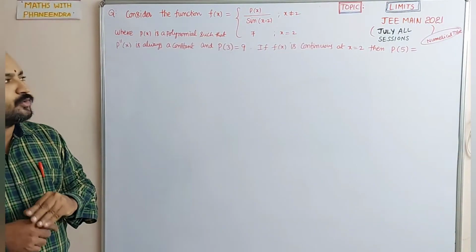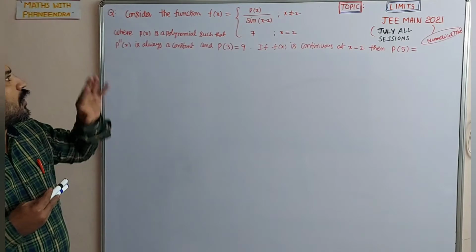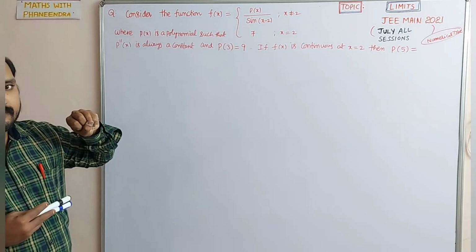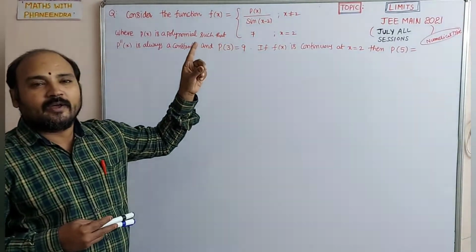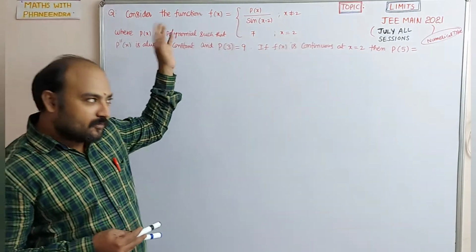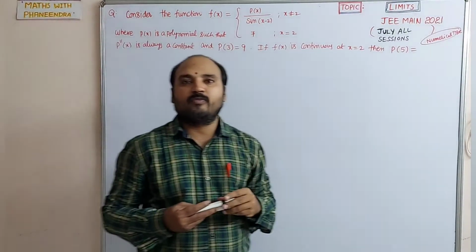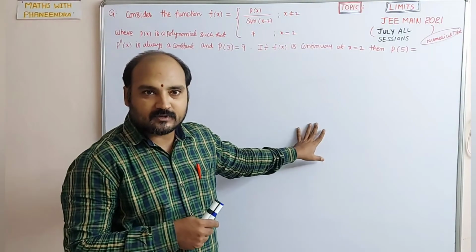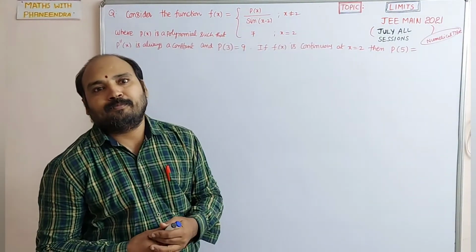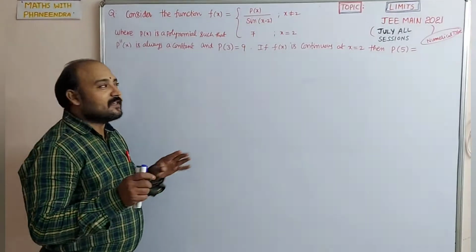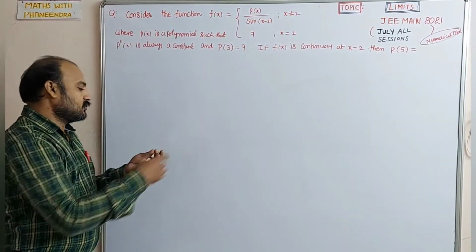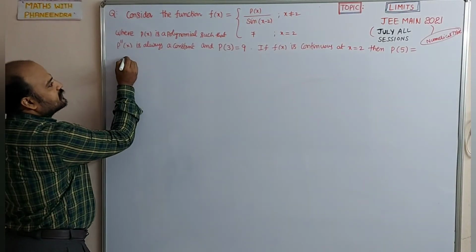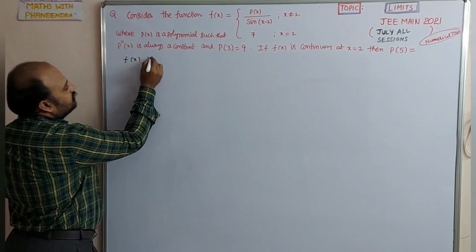So here, dear students, the function is continuous, but the unknown function is asked indirectly, and from that function they are asking p of 5. First we have to know about p of x, then p of 5 will come. For that, the condition is given clearly: f of x is continuous at x is equal to 2.